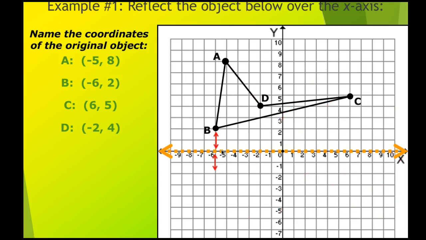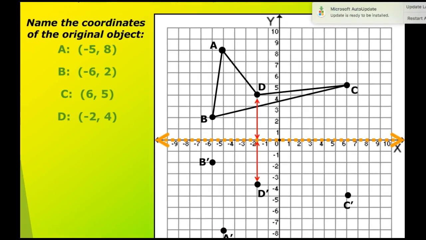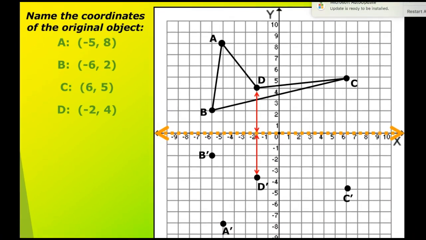B. Reflected across the x-axis, there's B prime. C. Reflected across the x-axis, there's C prime. And then finally D. There's our D prime. Oh, I need to slide this down so you guys can see the A. Boom, there we go.